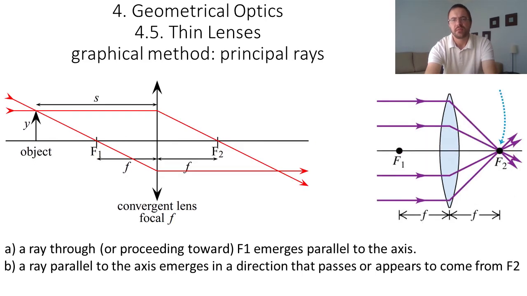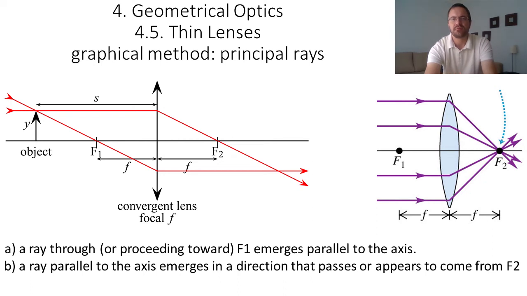Now, the second principal ray that we will discuss is a ray that is parallel to the axis, and emerges in a direction that passes or appears to come from the second focal point F2. So in our example of a convergent lens, we can trace a ray that goes through the top of the object, again parallel to the axis, and that ray will emerge through the second focal point F2.